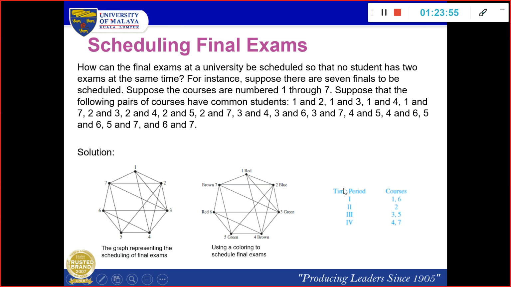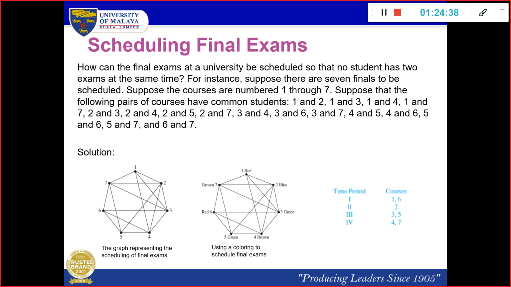So you can classify time period 1 as courses 1 and 6. Courses 1 and 6 are not connected. Time period 2 is only course 2, since 2 is connected to all others except for 6. Then time period 3 is courses 3 and 5. And time period 4 is courses 4 and 7. So this is a scheduling of final exams.